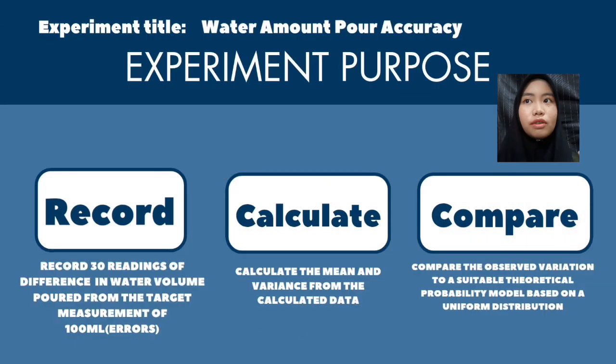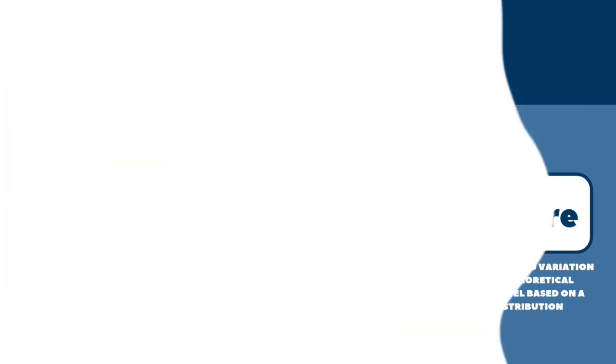The purpose of our experiment, water amount per accuracy, is first to record 30 readings of difference in water volume poured from the target measurement of 100 ml. Next is to calculate the mean and variance from the collected data. And the third one, compare the observed variation to a suitable theoretical probability model based on a uniform distribution. So first, let us get into the records.